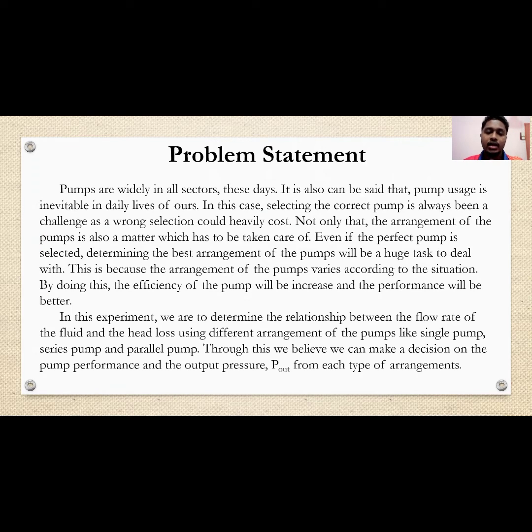So now let's look at the problem statement. Pumps are widely used in all sectors these days. It can also be said that pump usage is inevitable in our daily lives. In this case, selecting the correct pump has always been a challenge, as a wrong selection could cost heavily.